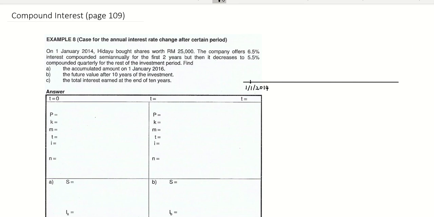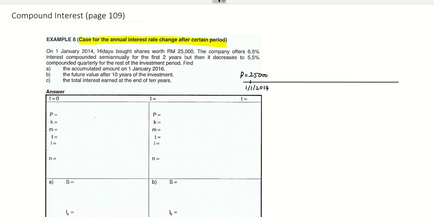Okay, let's look at another example of compound interest, where the annual interest rate changes after a certain period. In this example, on 1st January 2014, Hidayu bought shares worth 25,000. Meaning that at 1st January 2014, at t equal to 0, the principal P here is 25,000.